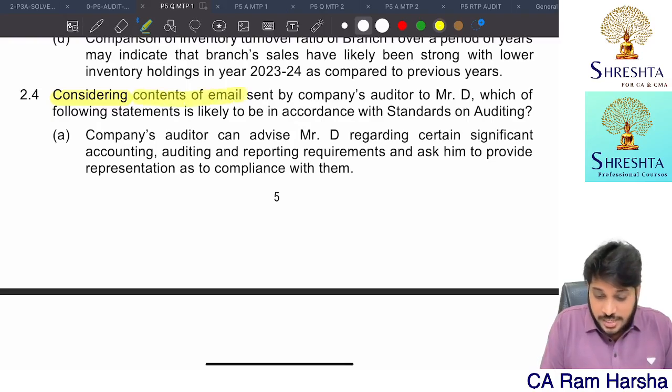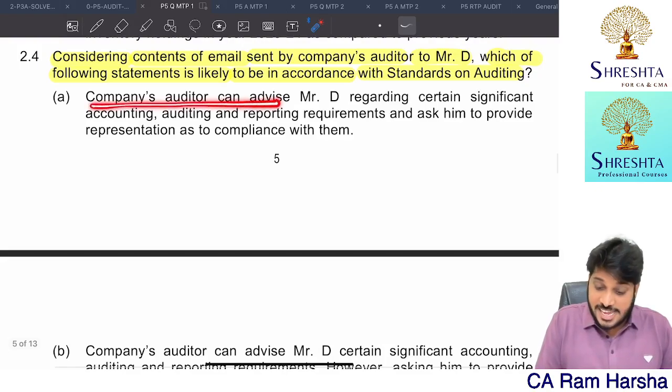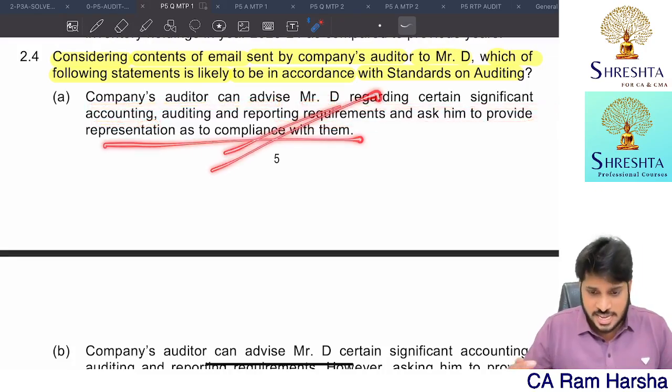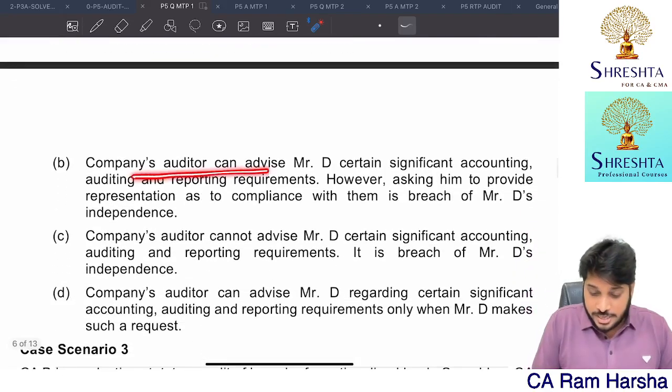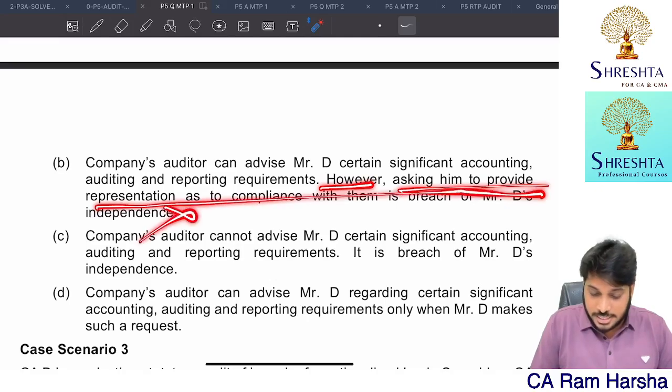Considering contents of email sent by company auditor to branch auditor, which of the following statements is likely to be in accordance with the standards on auditing? Company auditor can advise Mr. D regarding certain significant accounting and ask him to provide representation. Absolutely, he can ask. Company auditor can advise D. However, asking to provide representation, that's wrong.